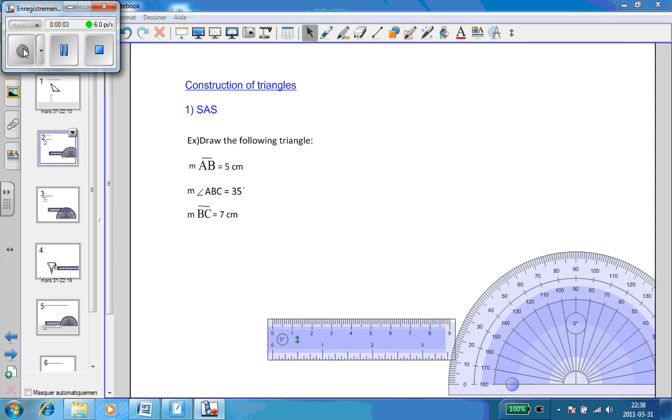Now you can write this in your notes. Construction of triangles. We're going to do the first case: side, angle, side.